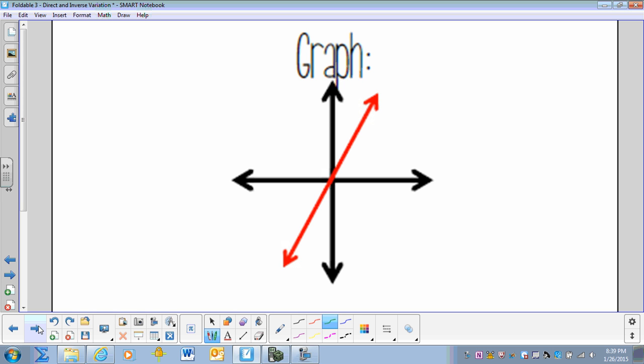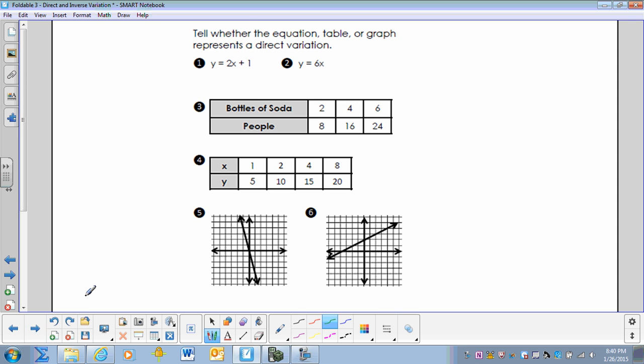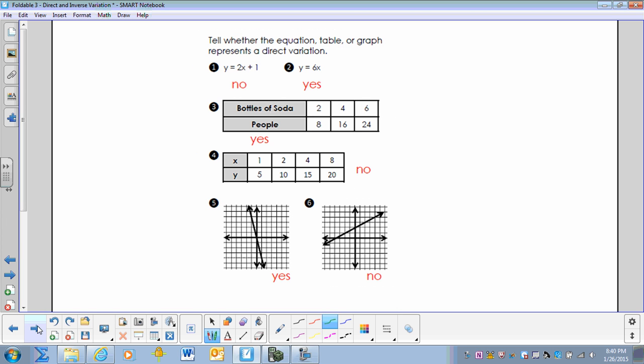Here's a graph of a direct variation. It's a line that goes through the origin. All right, tell whether the equation, table, or graph represents a direct variation. Here are the answers.